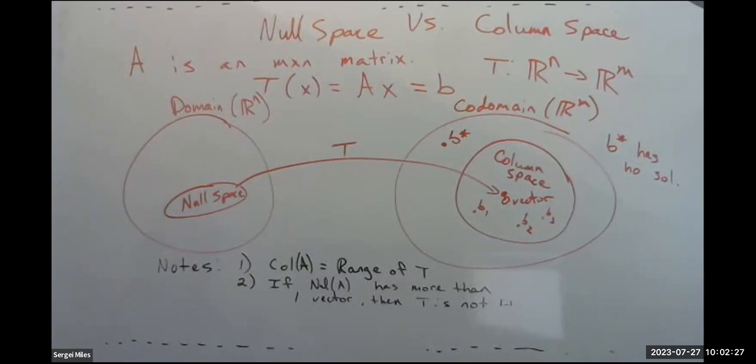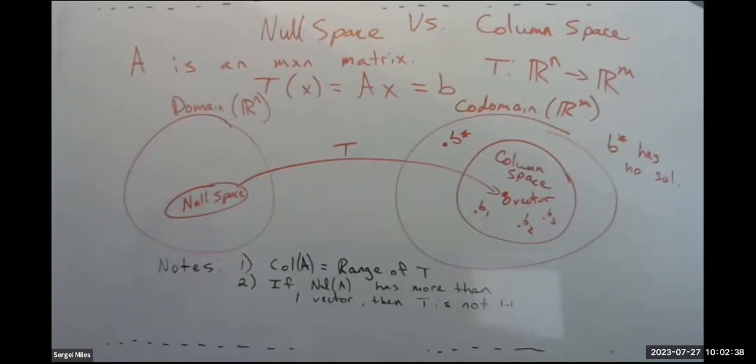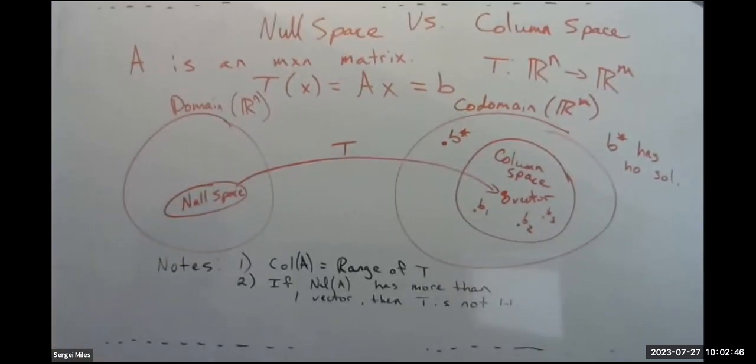This is going to be a key thing, and we're going to highlight column space and null space for the invertible matrix theorem. We're going to do that later. We're not going to do that today just for the sake of time. I don't want to overload with information. So T is not one-to-one if this null space has more than the 0 vector, if it has more than one vector. All right.